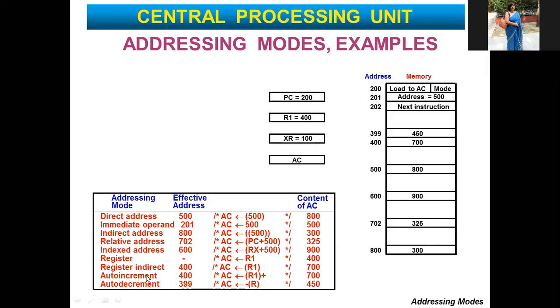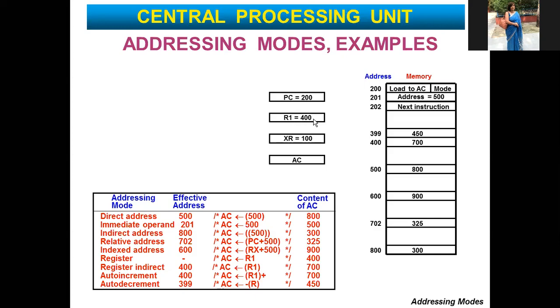Now we switch to auto increment. Auto increment is similar to register indirect. Similarly, first we go to R1, the value is 400. We go to 400, the value is 700. 700 will become the final value of the operand, and the effective address will be the same 400 as we talked about earlier. But if a subsequent instruction is being executed, then for the subsequent instruction this value of R1 will become 401 in place of 400.